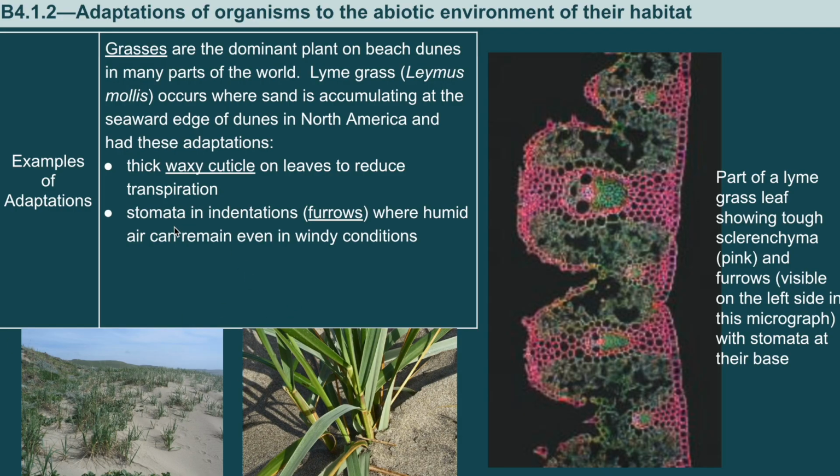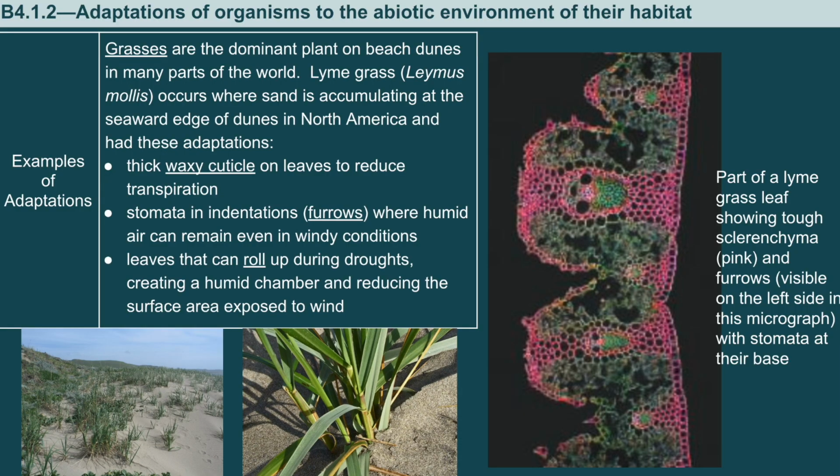Secondly, those stomata are in indentations or furrows where humid air can remain even in windy conditions. Now here's a cross section of a leaf, and you can see here these indentations at the base of which are going to be a stomata. And remember that stomata is where gas exchange occurs in a leaf as well as water loss. And so we can reduce water loss. So think of if a grass is on a windy beach, right? The wind is going to blow past here, and this is going to be sort of a more sheltered area that's able to maintain a higher humidity. And that's where that stomata is. And so less water is lost through that adaptation.